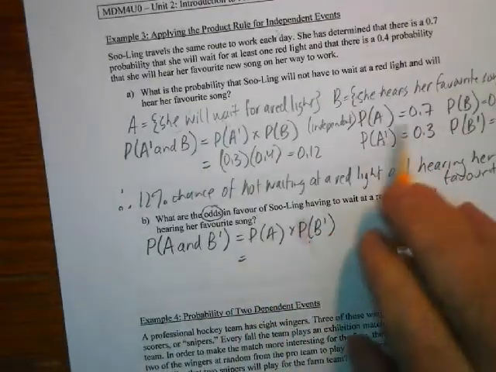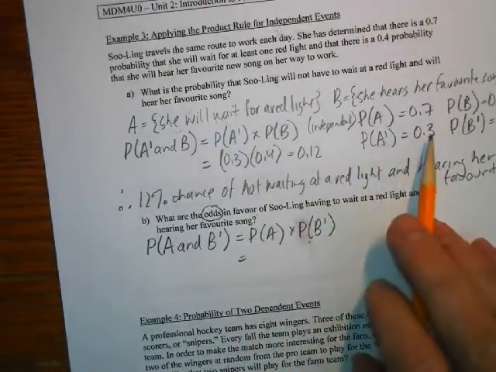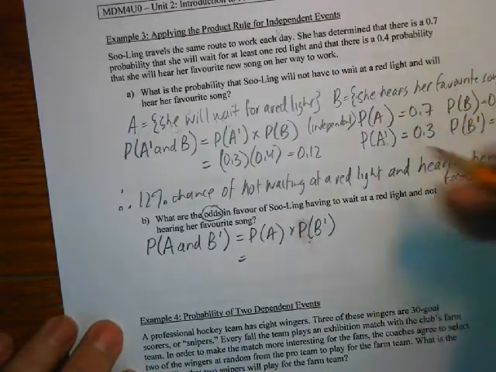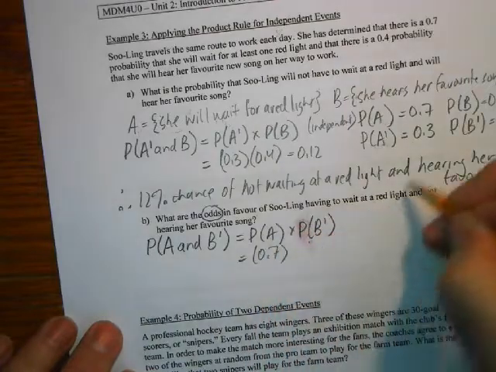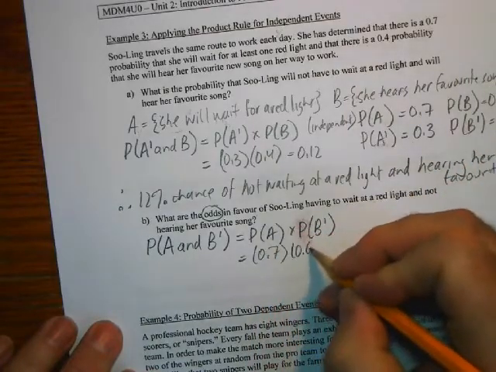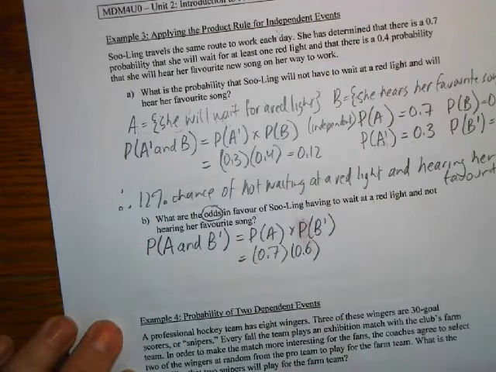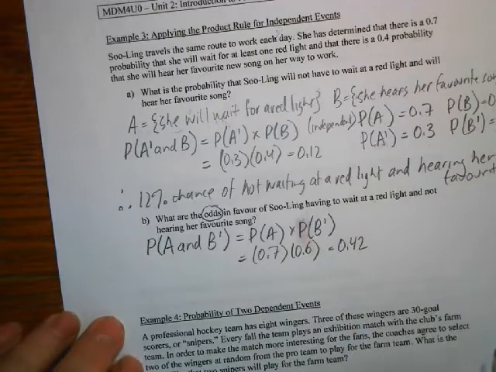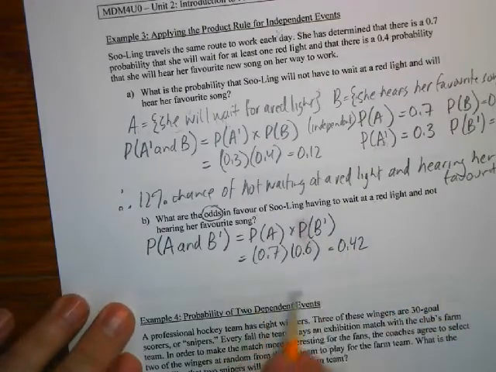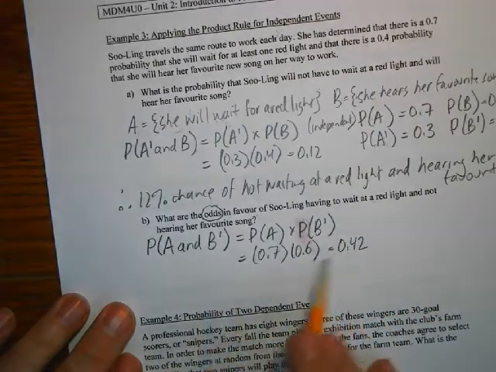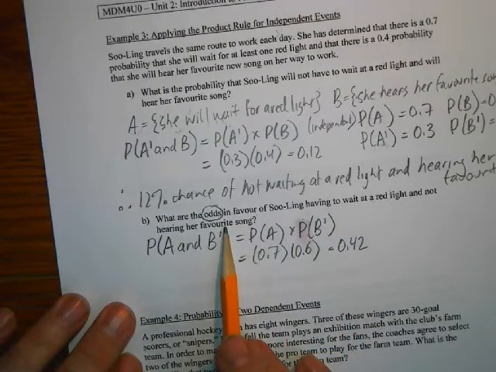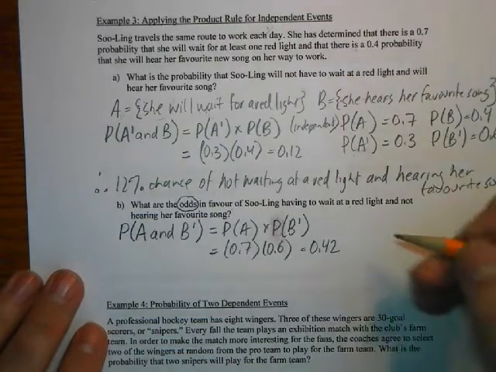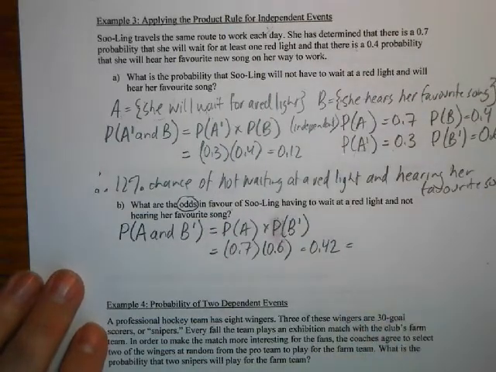So we go back here, and it's really good to document this so you don't have to do the calculation more than once. The probability of A is 0.7. The probability of B prime is 0.6. Multiply that out, we get 0.42. Now, I'm not quite done because I can't just say there's a 42% chance of this happening, because they wanted odds. When you're asked for odds, it's really beneficial to have your probability as a fraction.